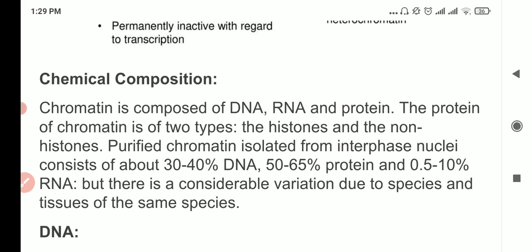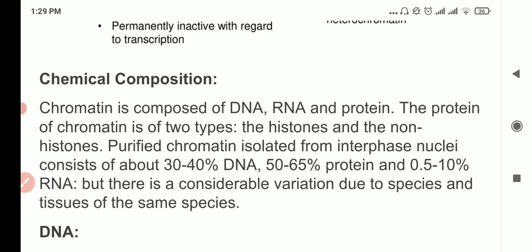Okay, let's look at the chemical composition. Because this chapter is so long, I'm already bored of teaching the same chapter, but I guess for you it's new. There's something new to learn, no? So let's look at the chemical composition. What is chromatin made up of? Obviously, DNA, RNA, protein. What else? What is your DNA made of?